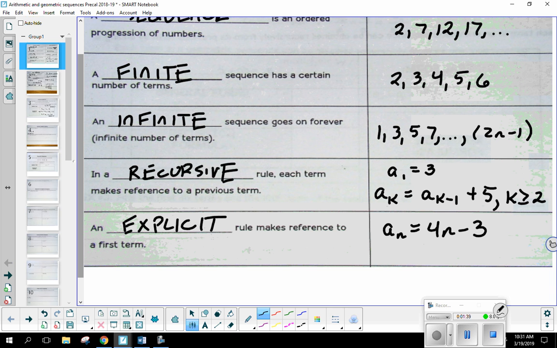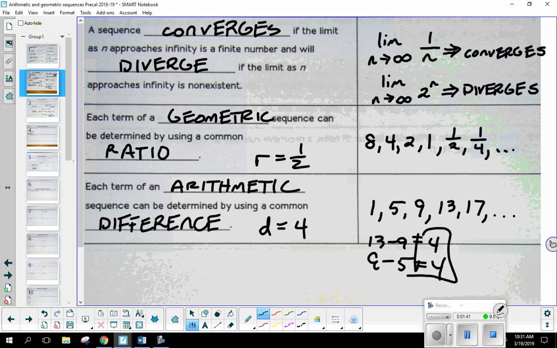All right. And then we kind of brought up the idea of converging and diverging. We'll talk more about this tomorrow when we can actually get to some examples. But if you start to analyze the pattern of your sequence, if it looks like it's approaching a specific number, we say it converges. If it's not approaching a specific number, then it diverges.